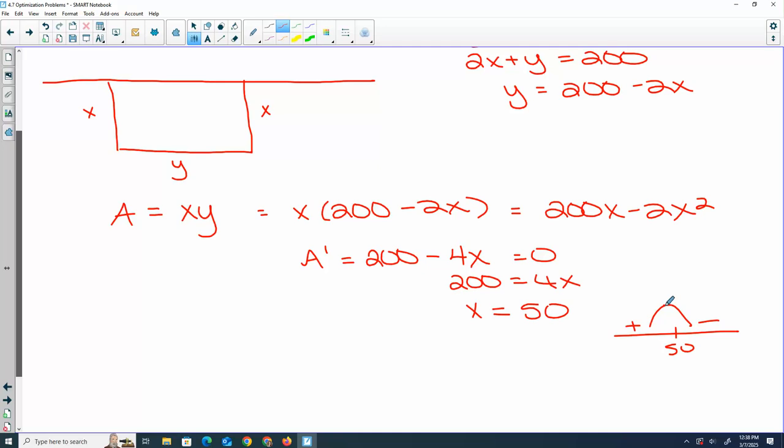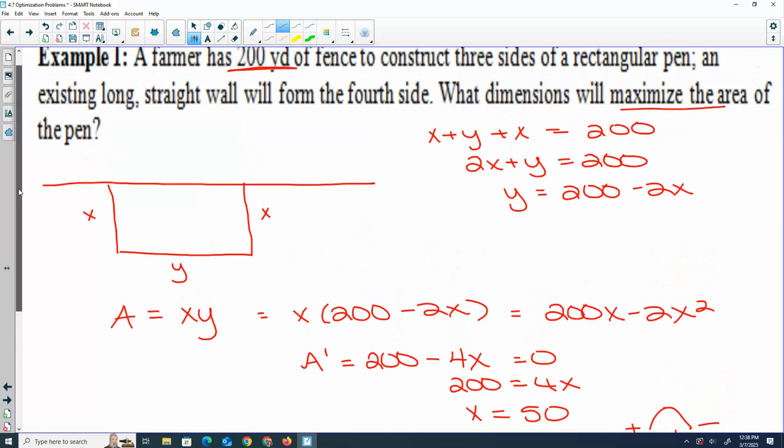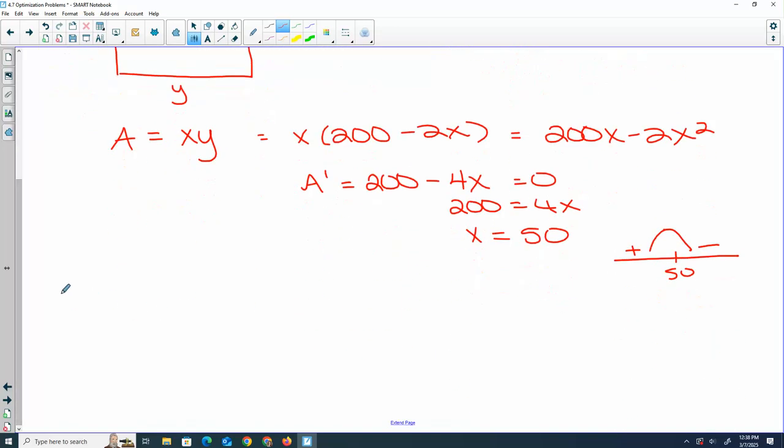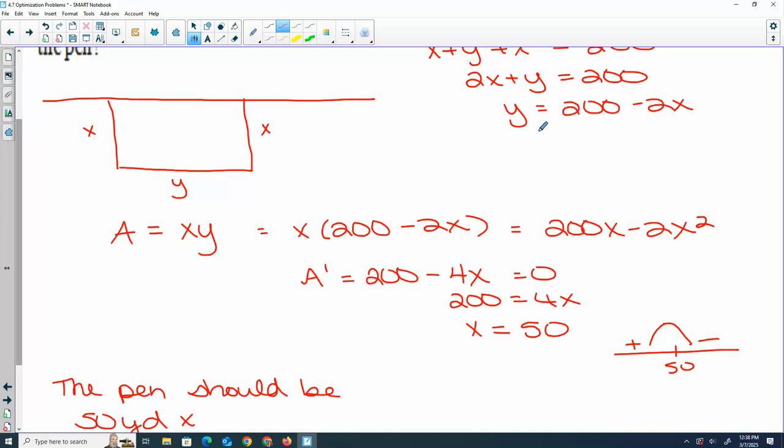Am I done? No. Answer the question with a sentence. So I want the dimensions. So the pen should be 50 yards by, okay, y was 200 minus 2x. 100. 200 minus 2 times 50 is 100.